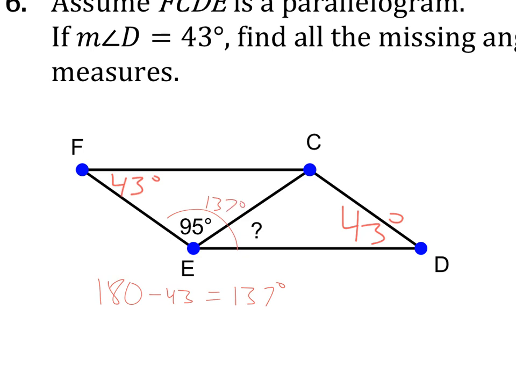Now, if we take that 95 away, we'll be left with our question mark. 137 minus 95. Well, 137 minus 100 would be 37. Let's put that 5 back in there. So we got 37 and 5 is 43. Okay, so 43 degrees. Wait a minute. That would be 42 degrees. There we go. All right. Found our missing angle.